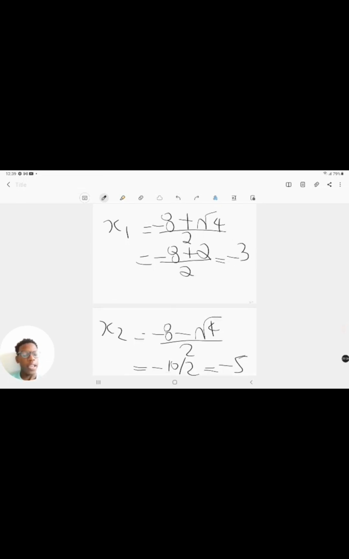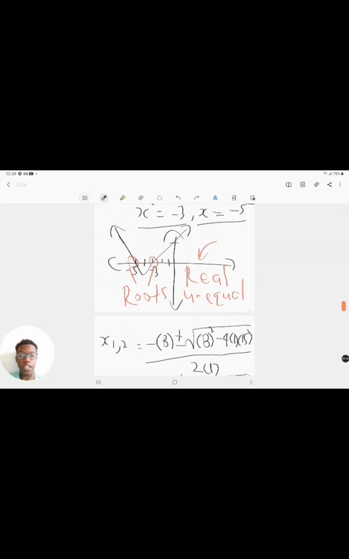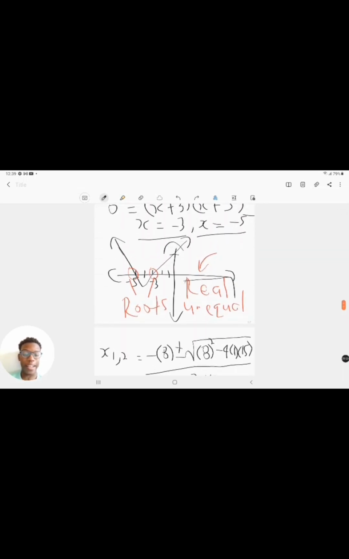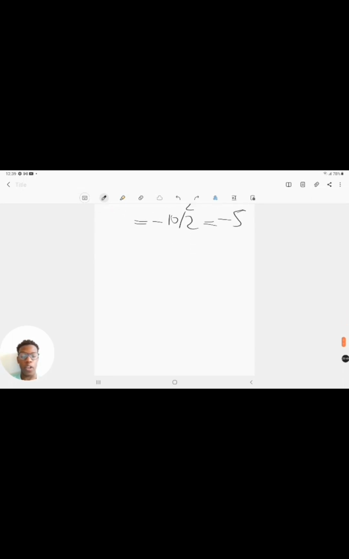Now, remember what I said about the characteristics of the roots that we found here. They are real because they cut through the x-axis, and they are unequal because minus 3 and minus 5 are not the same. They're not equal. So let's look at what we're dealing with now.